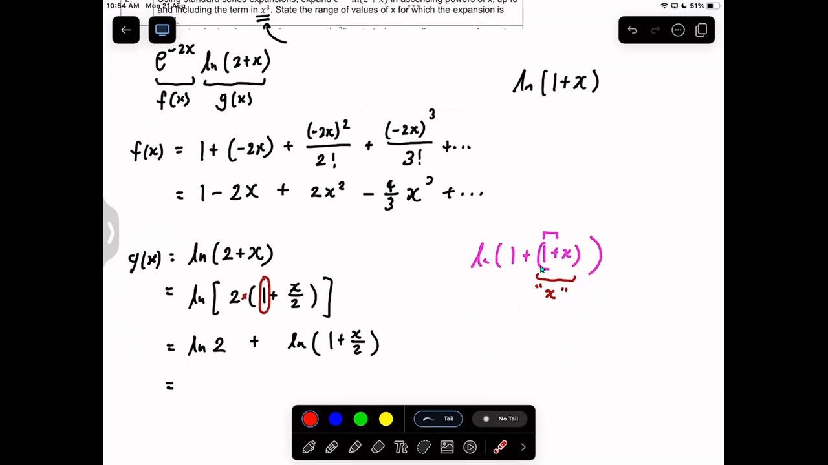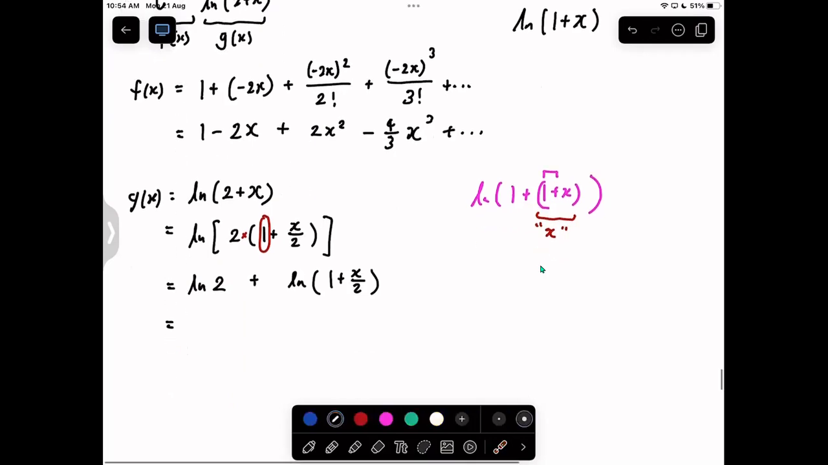But for the sake of time, we will do this trick. We will assume that we already have the value of ln 2 and we have access to a calculator to help give us the decimal value. Okay? If you are trying to estimate. Anyways, with ln 2, let's leave it alone. Plus ln of 1 plus x over 2.